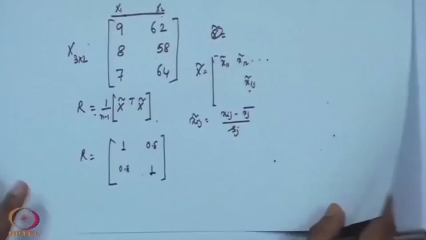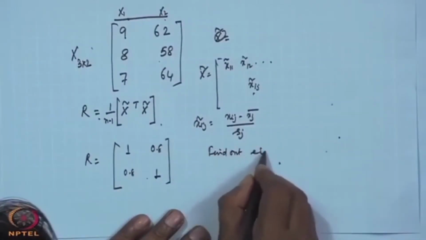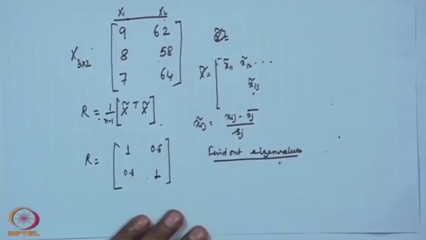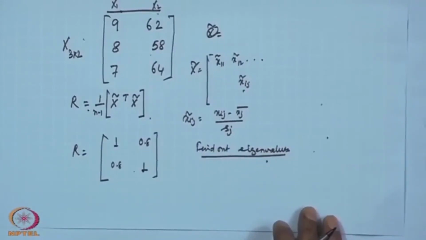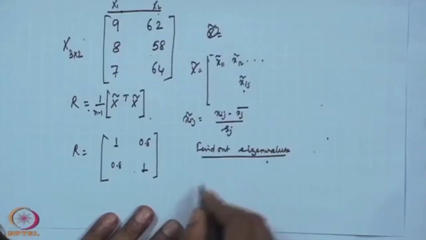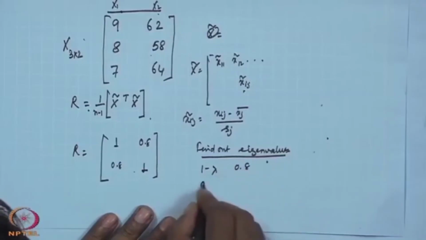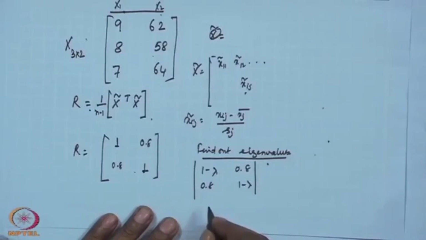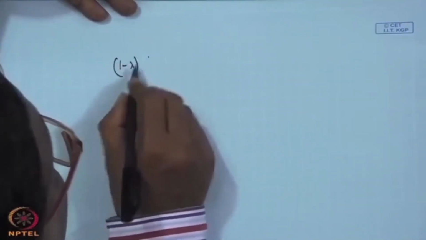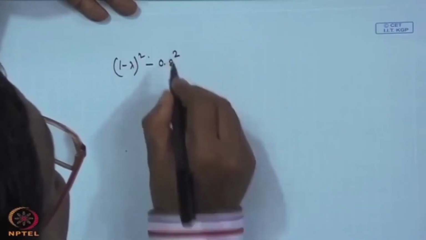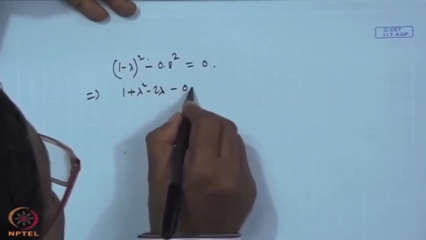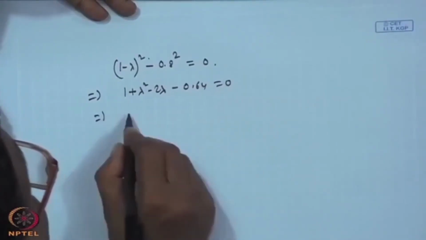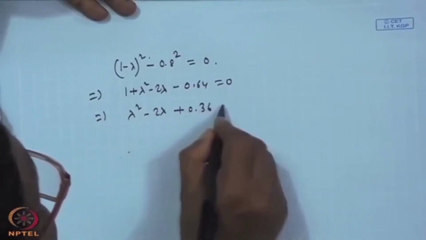So, what is required to do? You require to find out the eigenvalues. How do you find out eigenvalues? The normal process, the characteristic root. So, you first consider the determinant of 1 minus lambda, 0.8, 0.8, 1 minus lambda, equal to 0. Let us see what will happen here. We get (1 minus lambda) squared minus 0.8 squared equal to 0. So, 1 plus lambda squared minus 2 lambda minus 0.64, this equal to 0, then lambda squared minus 2 lambda plus 0.36 equal to 0.